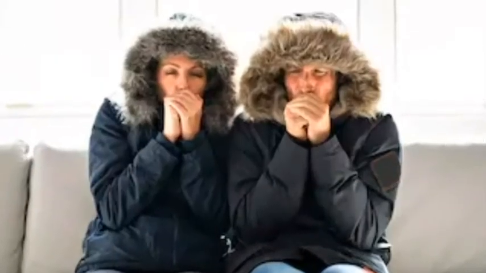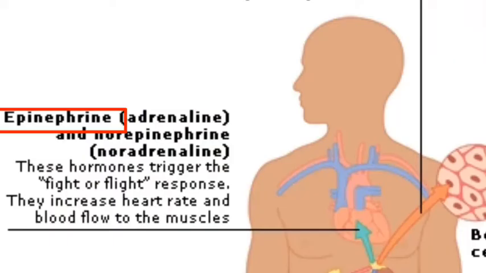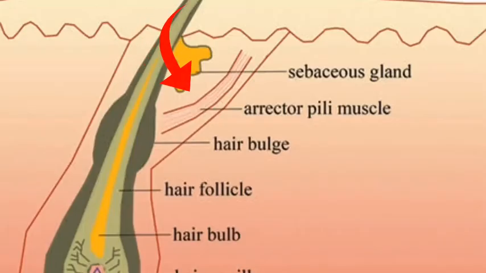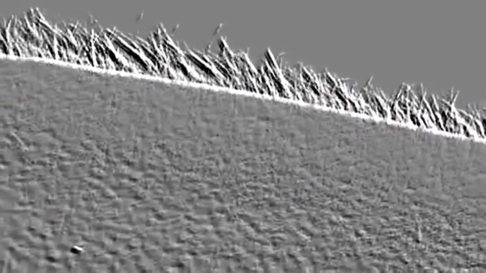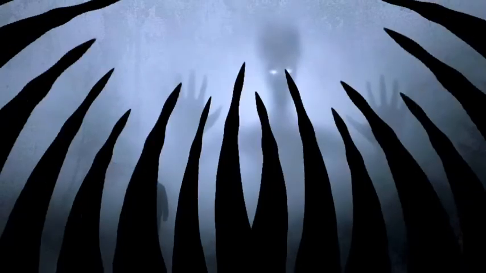When this feeling is so strong that it promotes the release of a large amount of epinephrine, it can trigger the contraction of the erector pili in our skin, causing goosebumps. The same can be said for when you're frightened, since the body mechanisms for anxiety and fear are similar.